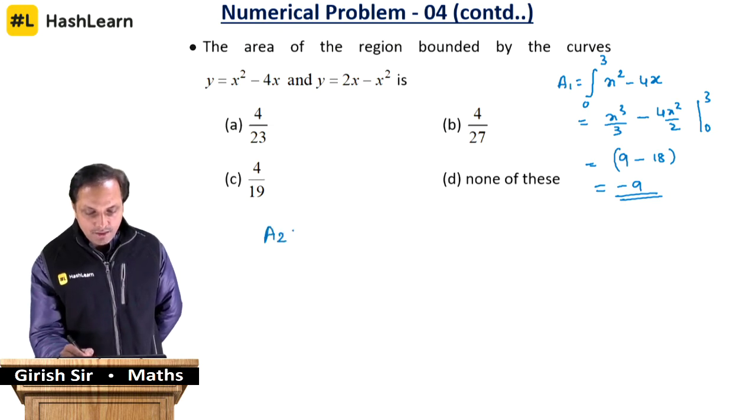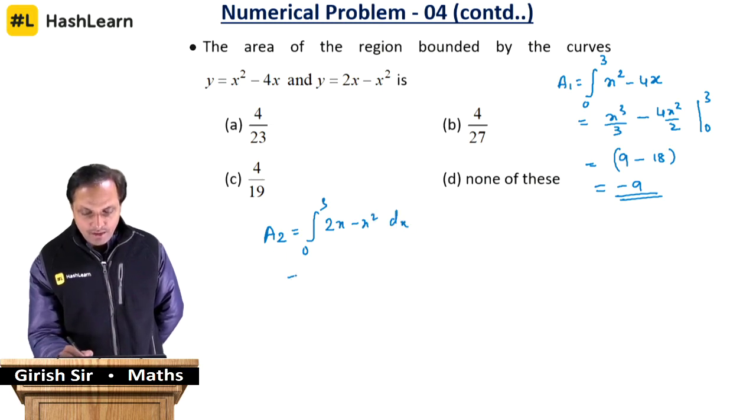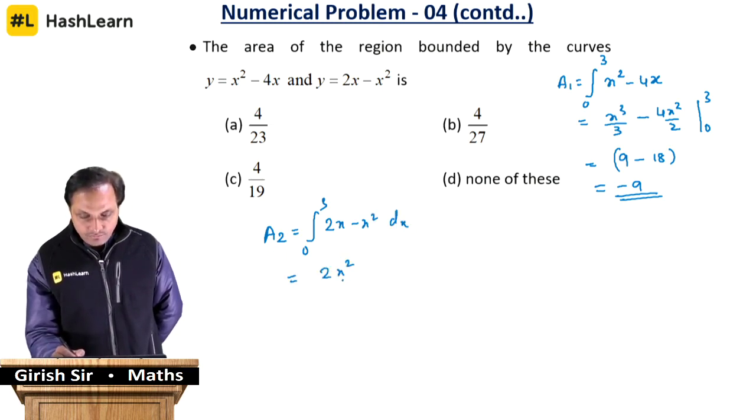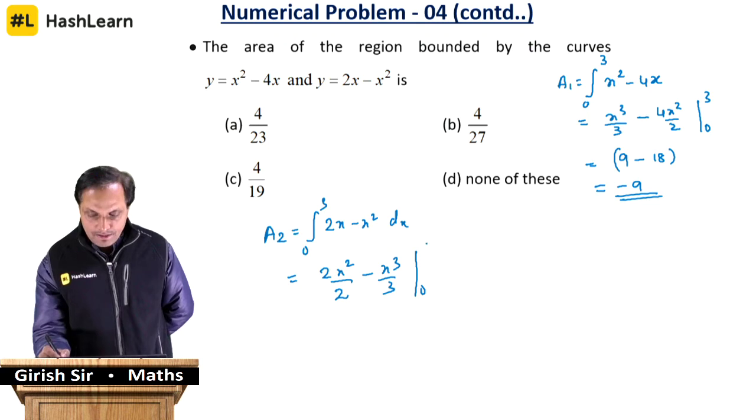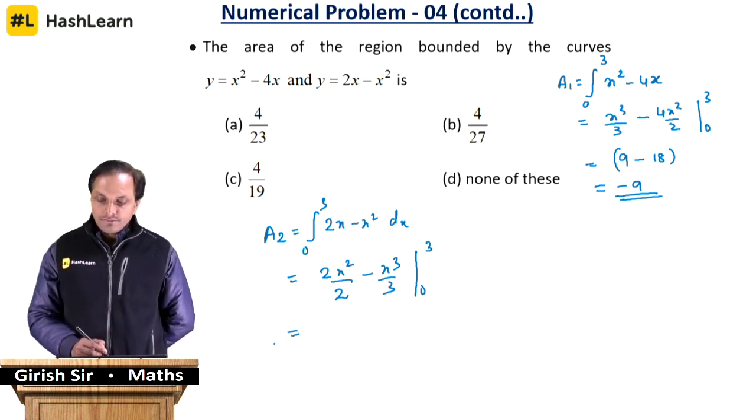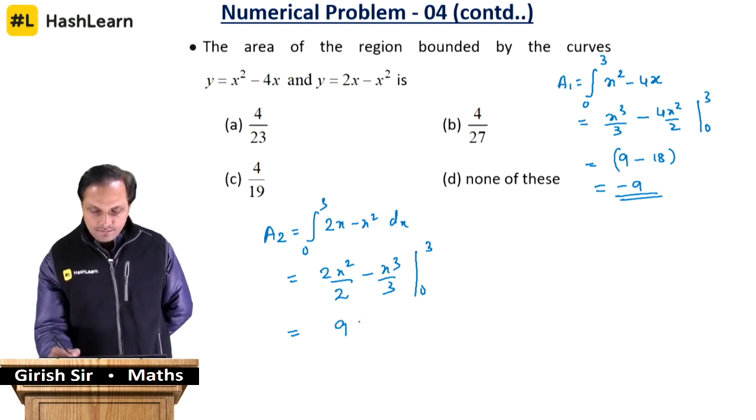What is area number 2? That is also 0 to 3, you will have 2x minus x square, then integrate it, what you will get? x cube by 3, upper limit and lower limit 0 to plus 3, okay. 2 to cancel, that will give you 2 square, 3 square is 9, minus 3 into 3 into 3 by 3, that will give you also 9.